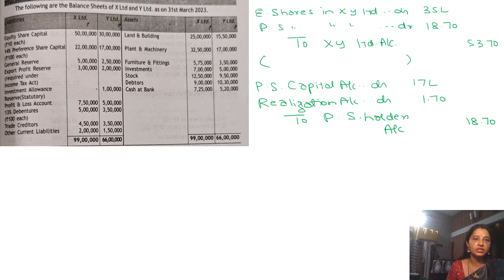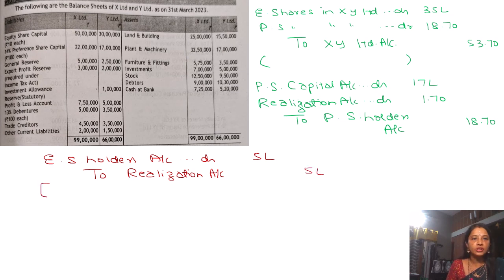or loss on realization. There is a loss in this problem, so the entry will be equity shareholders account debit. The loss is 2 lakhs. I think it is 2 lakhs. 5 lakhs, sorry, 2 lakhs was for the other company. So the loss is 5 lakhs. Equity shareholders account debit to realization account, loss 5 lakhs. Loss on realization transfer to equity shareholders account.